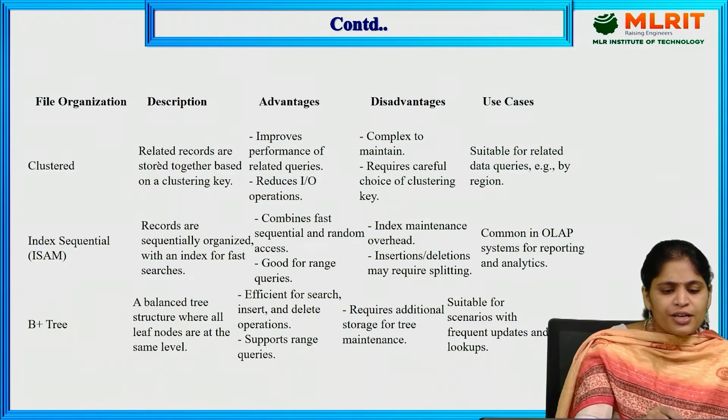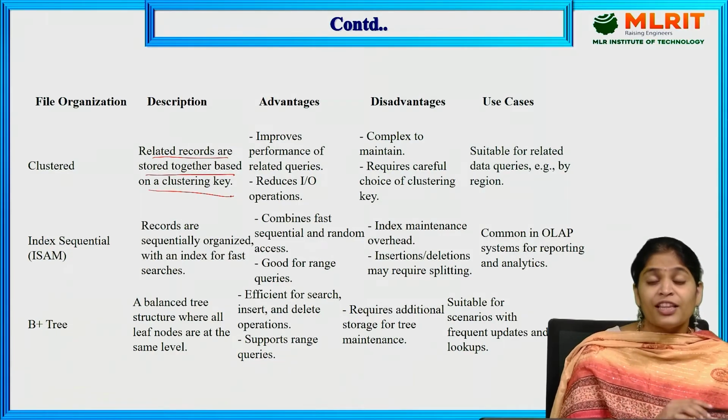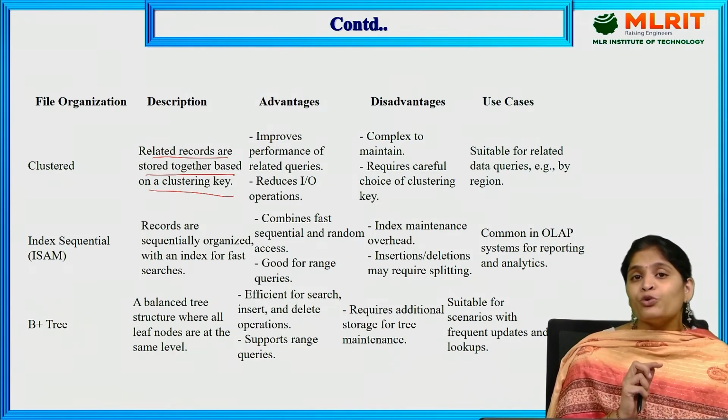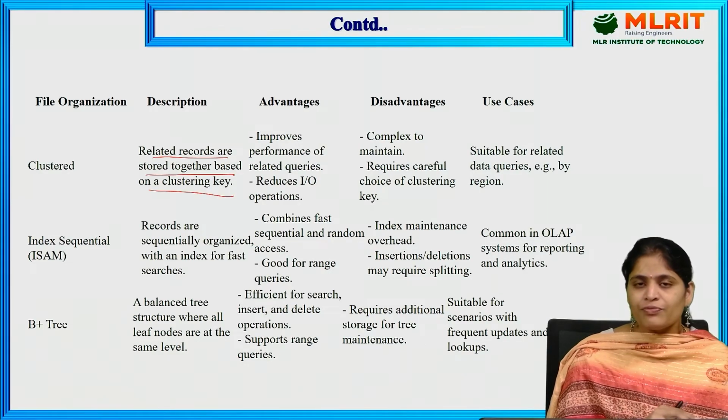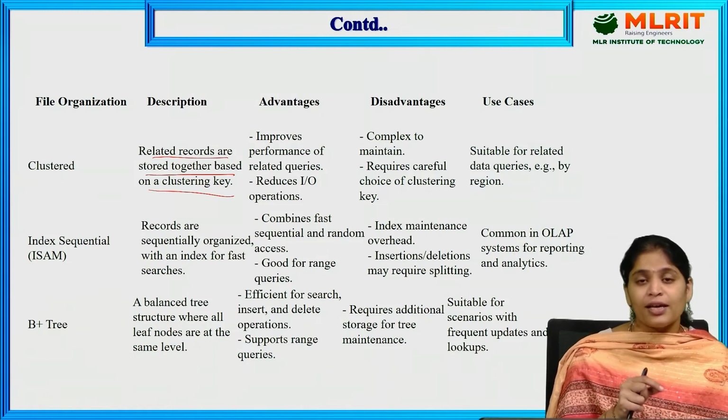Next, clustered file organization. What is clustered file organization? Related records are stored together based on a clustering key. That means if we want to join two or more tables, we use one key. That is the common key between those two tables. That key is called the clustered key.